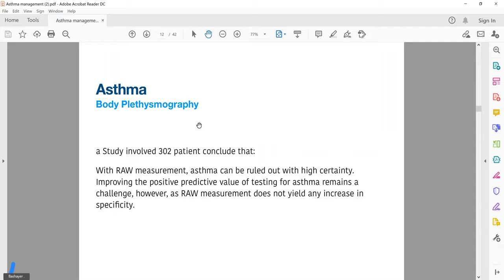Body plethysmography: there is a study that involved 302 patients. It concluded that using airway resistance measurement in body plethysmography has a high certainty of ruling out asthma, but low predictive value for asthma. And all of these are other approaches besides the definitive one, which is the PFT reversibility.